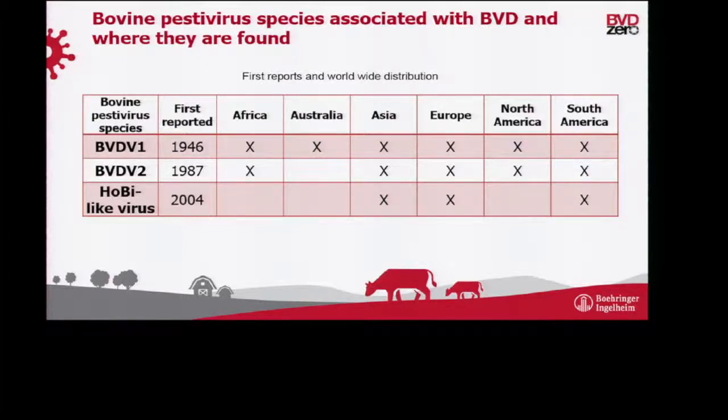This is just based on what's in the literature, what has been reported. BVD1 is found most broadly throughout the world, followed by BVD2, which so far has not been endemic in Australia, but does appear to be endemic in other places in the world, with some variation by country. Hobi-like virus, thus far, we're just seeing it in Asia, Southeast Asia. Europe seems to be a recent introduction, and then South America.